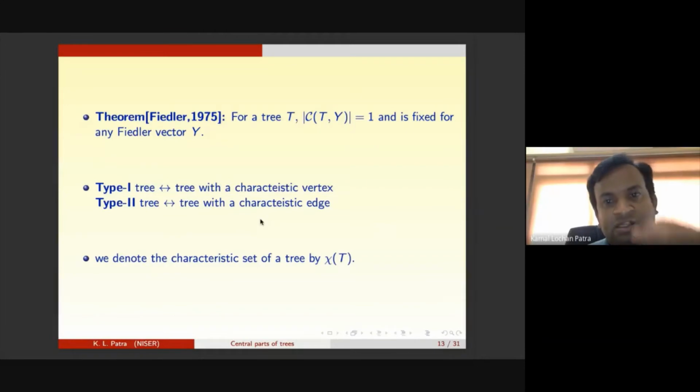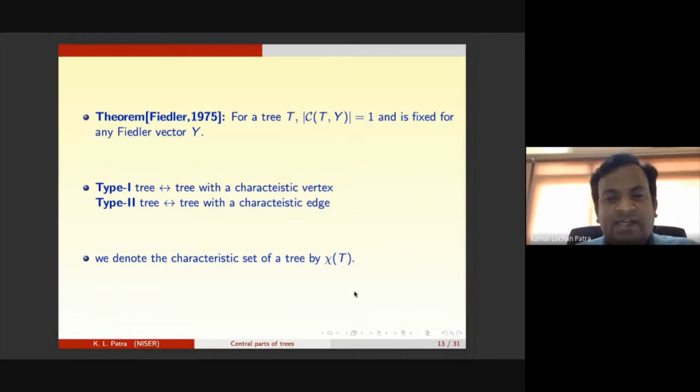We denote the characteristic set of a tree by chi-T. Y is now any characteristic Fiedler vector, this is fixed. So now we have four definitions: center, centroid, and subtree core are defined combinatorially, and the characteristic set is defined algebraically. All four consist of either a single vertex or two adjacent vertices, if you consider a characteristic edge as two adjacent vertices. So the question is, why do we call them the central part?